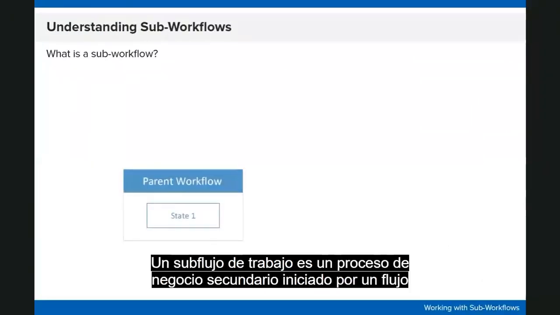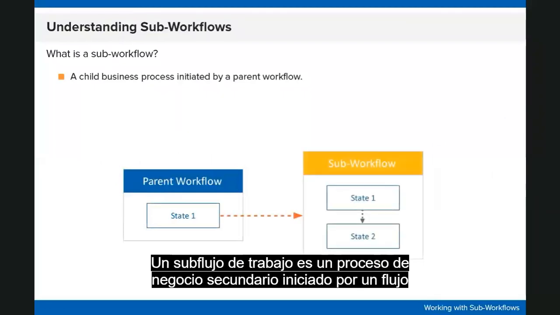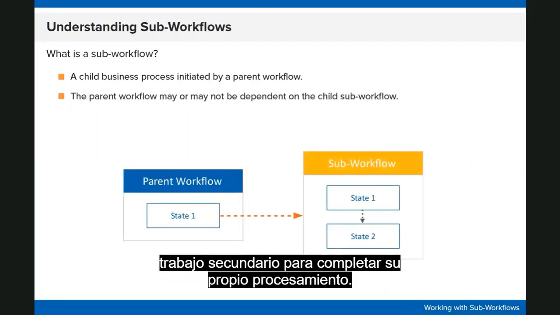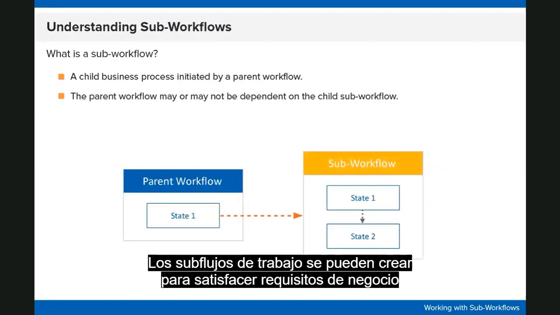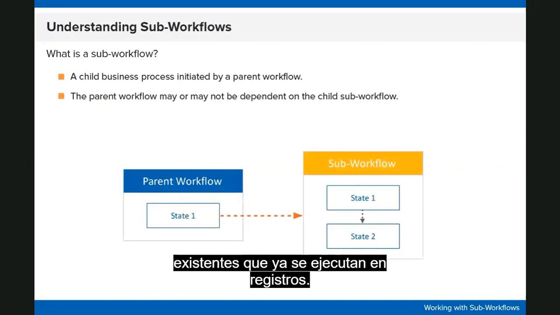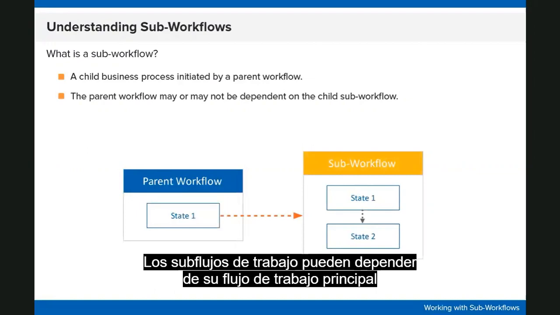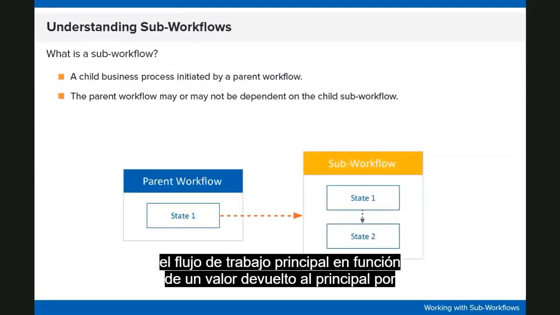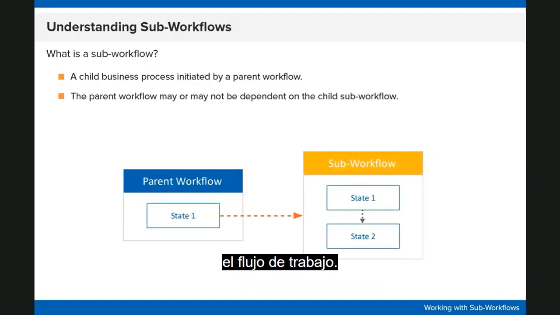A sub-workflow is a child business process initiated by a parent workflow that may or may not be dependent upon the completion of the child workflow to complete its own processing. Sub-workflows can be created to meet very complex business requirements without adding unnecessary complexity to existing workflows already running on records. Sub-workflows can be dependent upon their initiating parent workflow, such as when you want to perform some action or transition in the parent workflow based on a value returned to the parent by the sub-workflow.